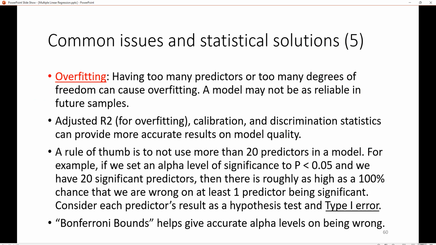And then another common issue is overfitting, and that's having too many predictors or too many degrees of freedom, which can cause overfitting. A model may not be as reliable in future samples. So we might get a really great model if I begin to use too many variables on, say, the cars data set, which has just 32 rows of data. If I start using maybe 4 more predictors, then I'm starting to increase the chance of overfitting. This model might look great on the data I'm using right now, but in the future it might produce poor predicted values for our outcome.